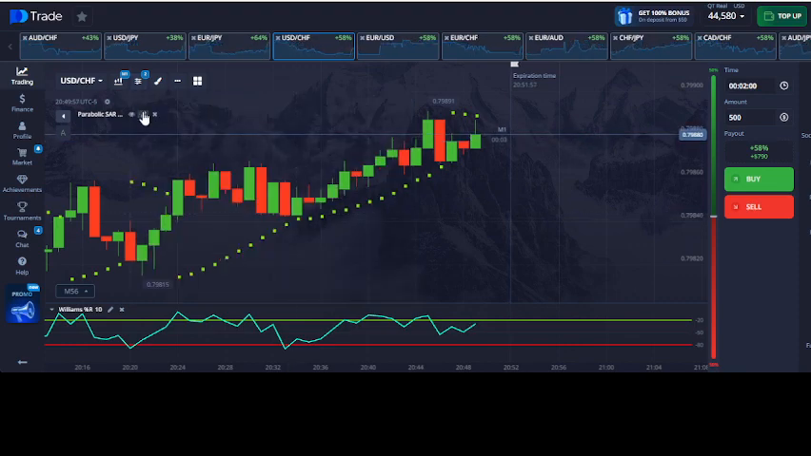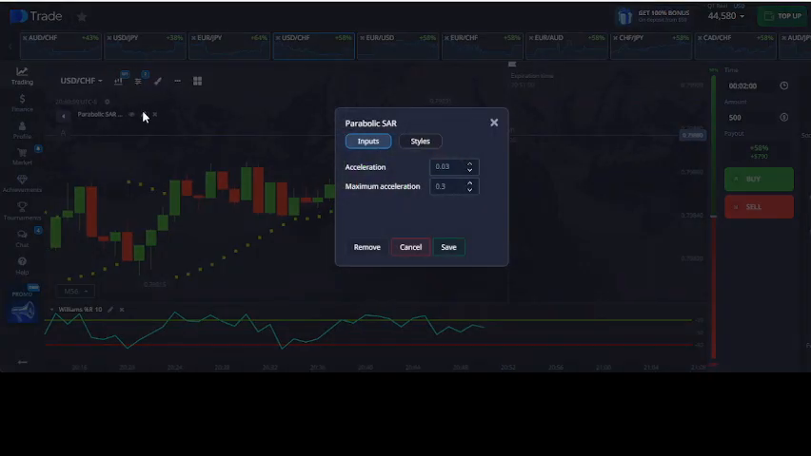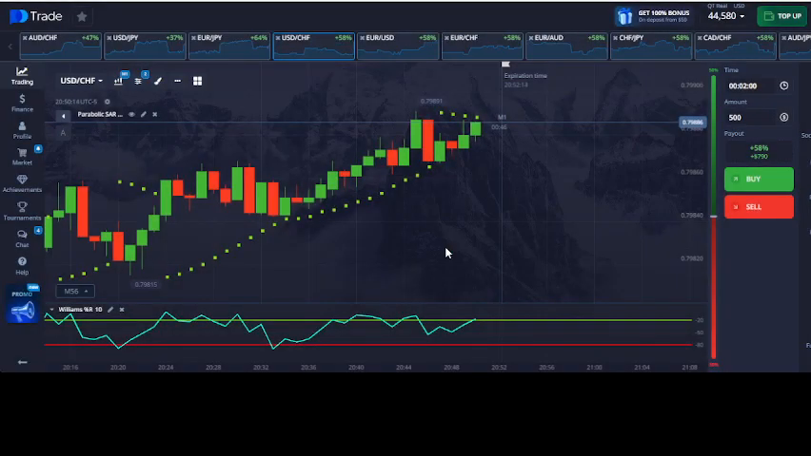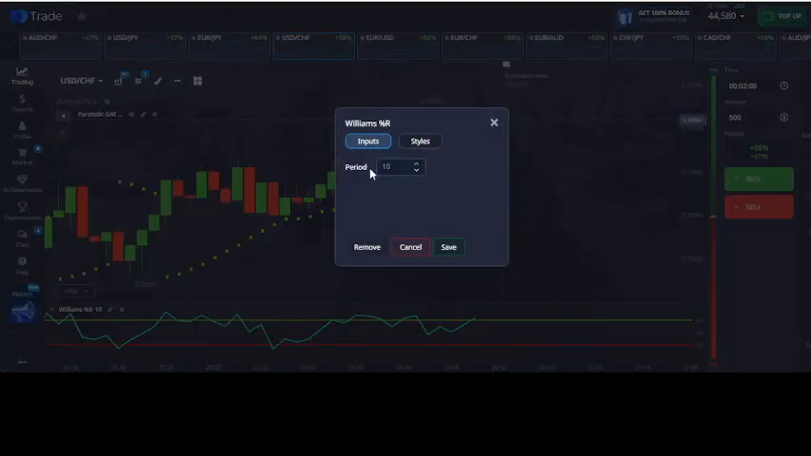For the Parabolic SAR settings, I have the acceleration set to 0.03, maximum acceleration set to 0.3, and in the style settings, I've increased my line width to 2 pixels, green. And for the Williams percent R indicator, I have the period set to 10, and in my style settings, I've also increased the line width to 2 pixels for all the lines here, the main line, the minus 20 and the minus 80 line. Okay.